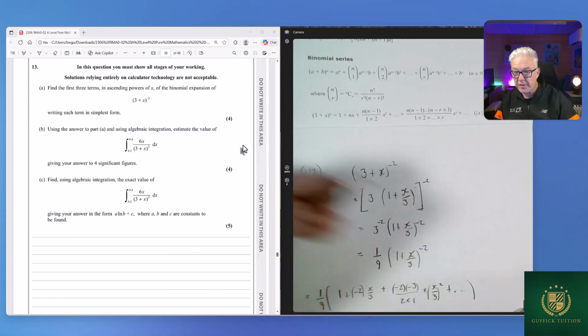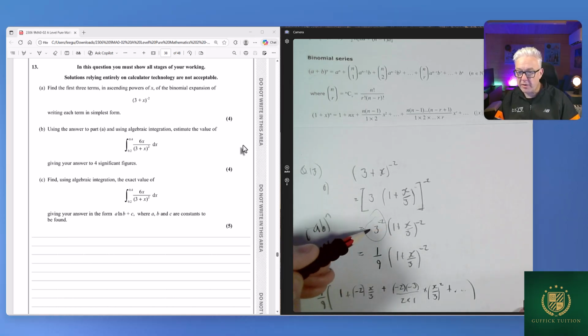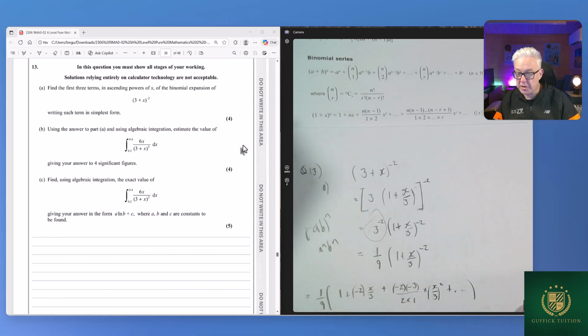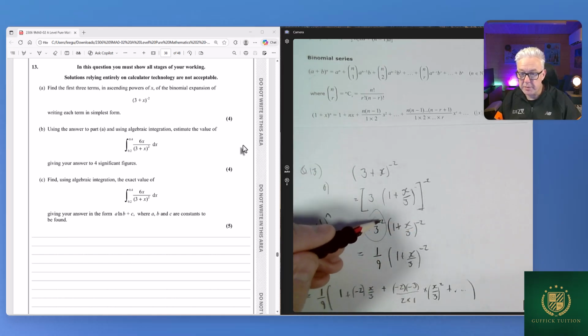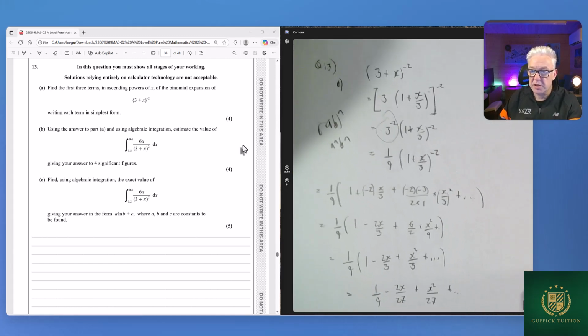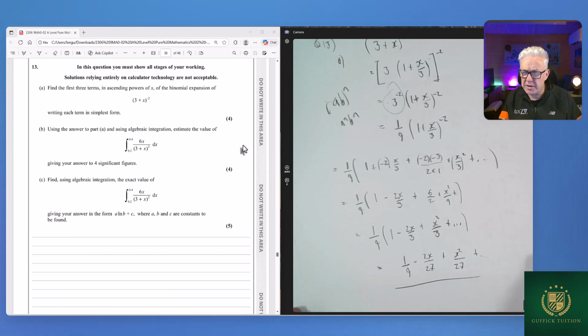Then, because of the fact that a times b to the n is the same as a to the n times b to the n, that means it's going to be 3 to the power of minus 2 times 1 plus x over 3 to the minus 2. Now 3 to the minus 2 is 1 over 9, so that's our expression: 1 over 9 times 1 plus x over 3 to the minus 2.